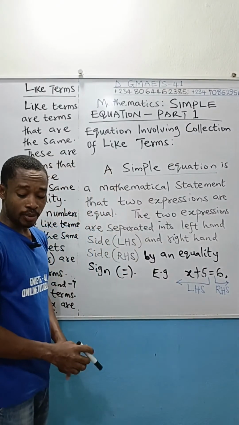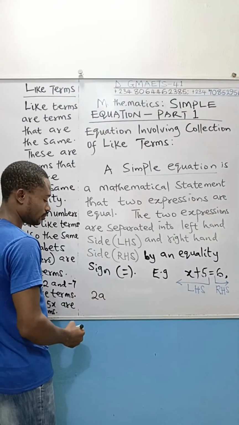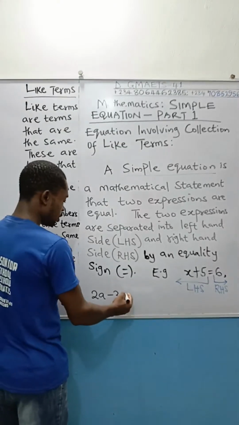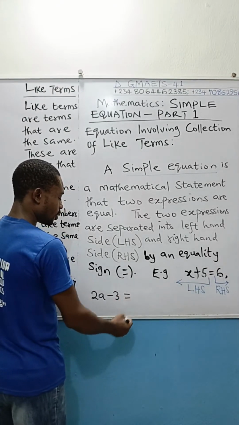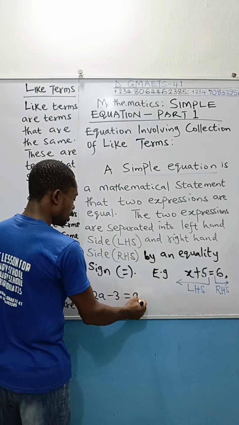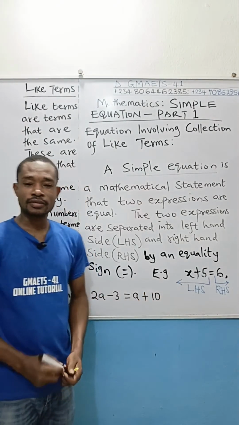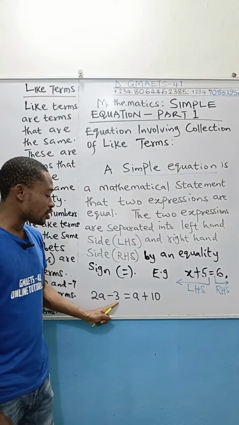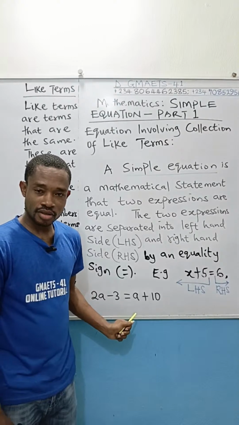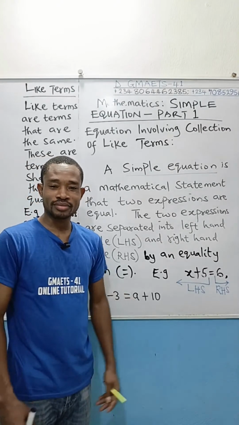I'll give you another example of a simple equation. If I give you 2a minus 3 equal to, let me use A here, A plus 10. Good. 2A minus 3 equal to A plus 10. This is also an equation. It is a simple equation.